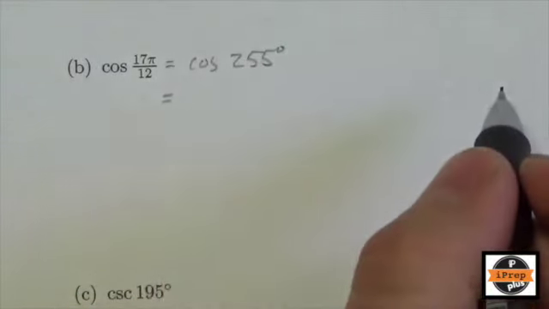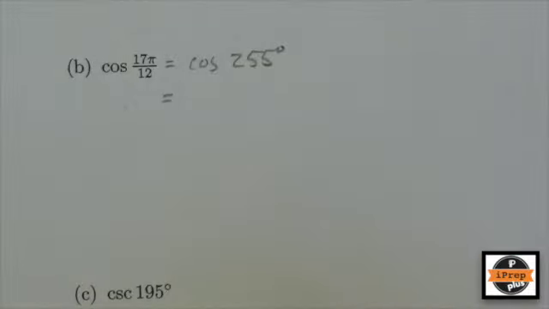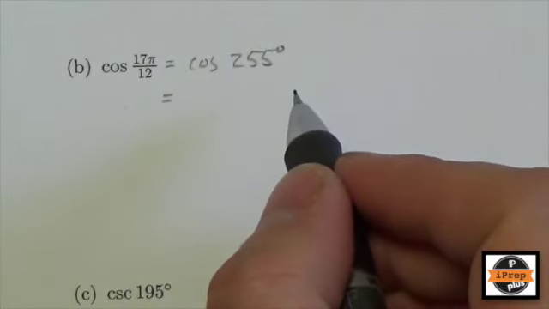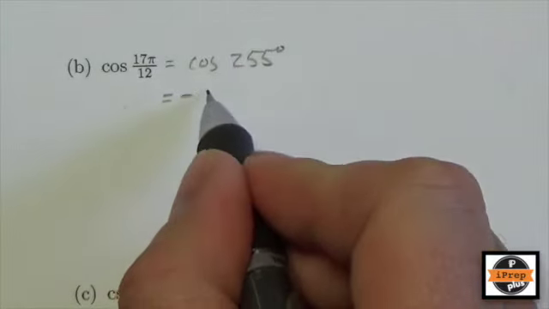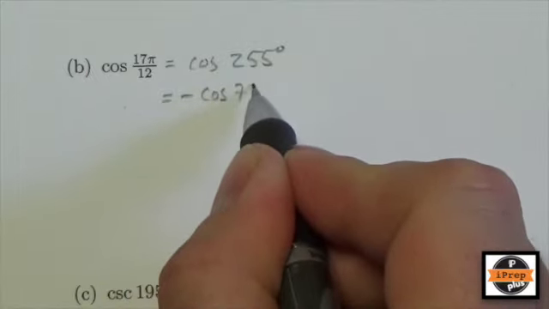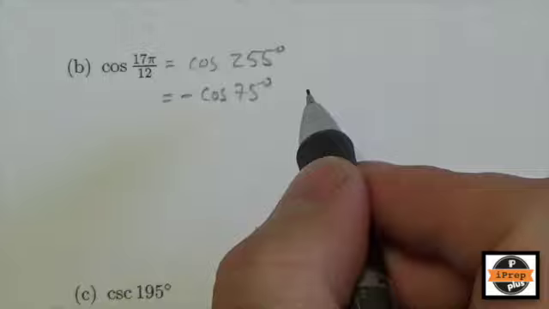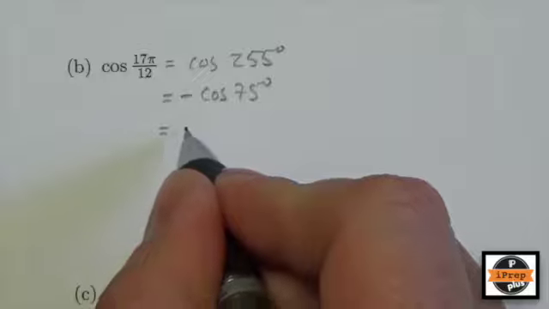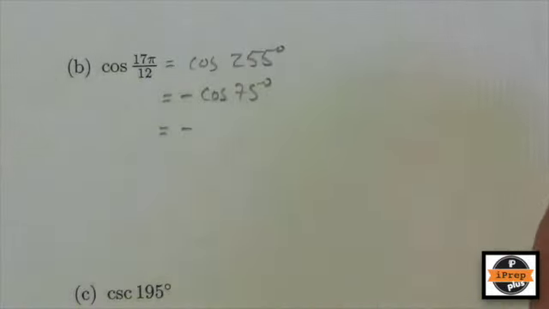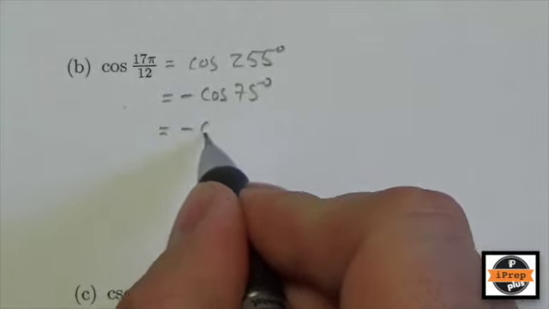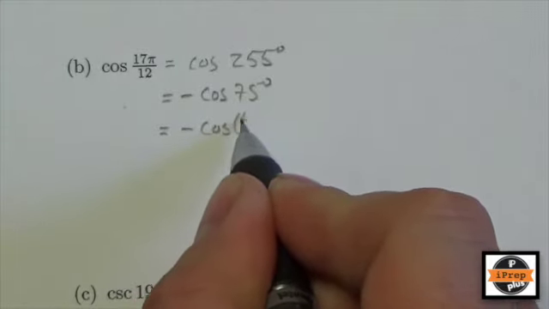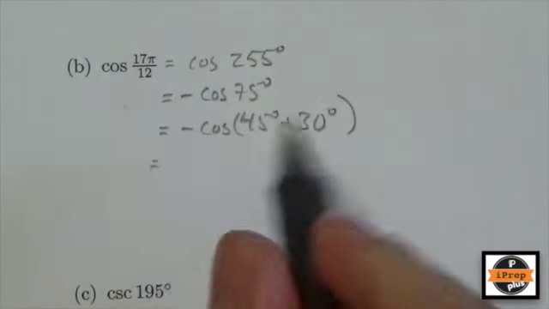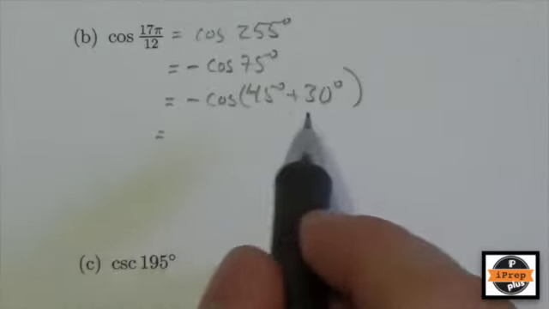Now, I'm still not particularly happy with that. I'm really lazy in terms of my thinking. So what I'm going to do here is just think about this a little bit. 255 is in quadrant 3. I know cosine will be negative. And I know that the reference angle will be 75 degrees. Okay, 255 minus 180, 75. That's a much nicer value for me to be working with. And so when I think about the angles that I know, I can create 75 from 45 plus 30. And so now I can use the sum identity for cosine.